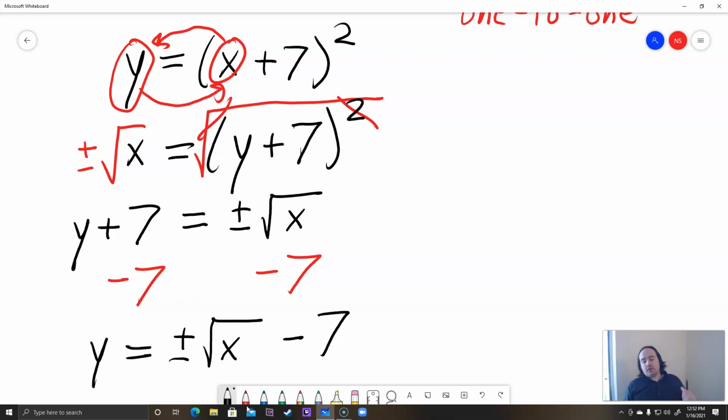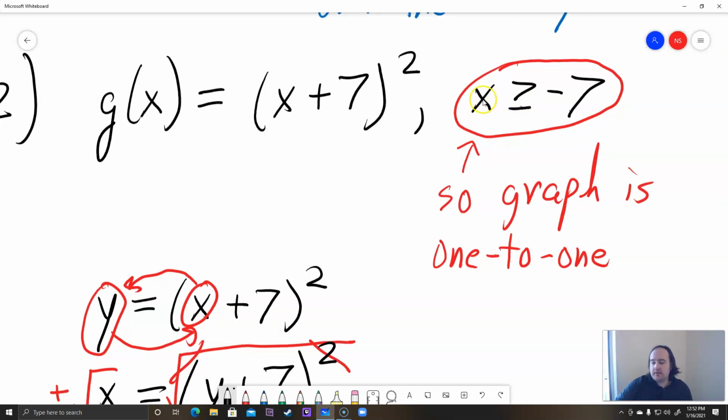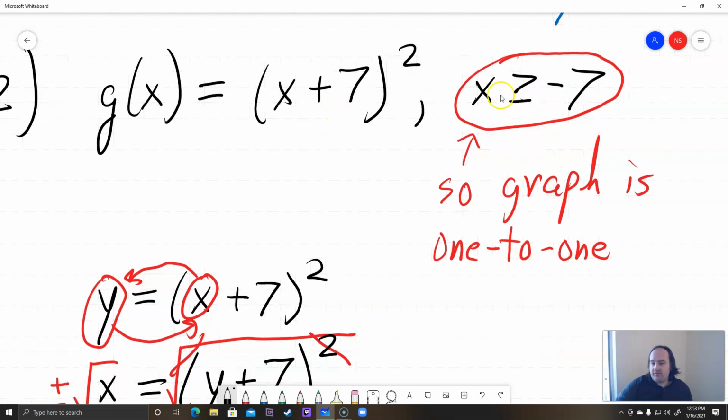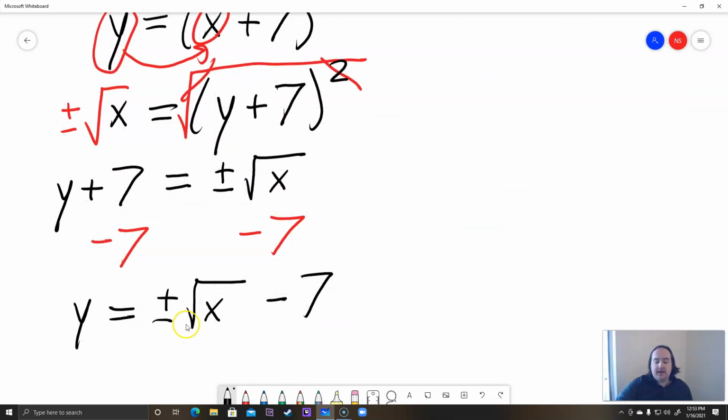Now you might think that was the whole problem, right? But the only thing that's a little trickier about this one is, remember, our domain was originally restricted. So originally we said x had to be greater than or equal to negative 7, and they said that so that the graph was one to one. Now it turns out if you have a function like that, in most cases, your inverse function is also going to have a restricted domain.